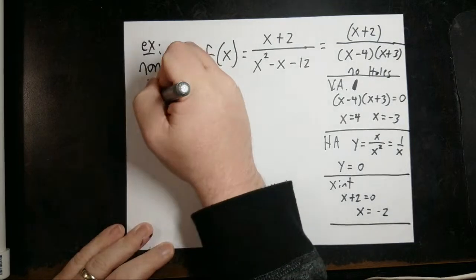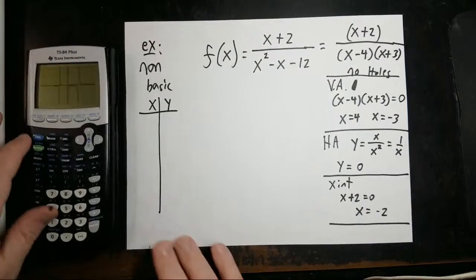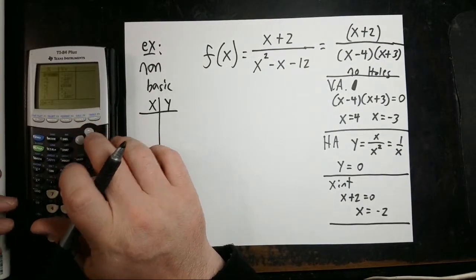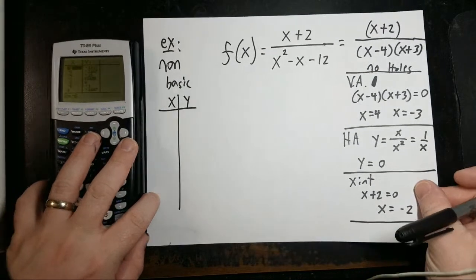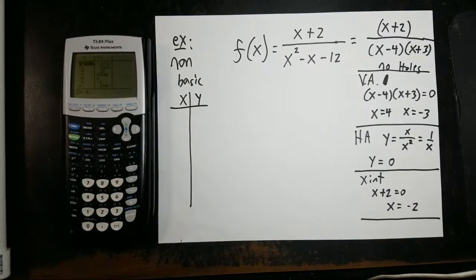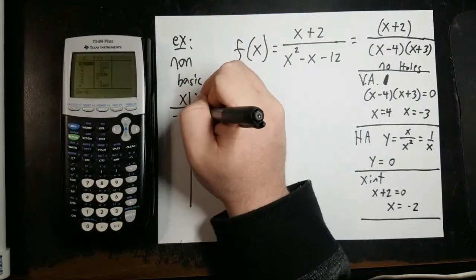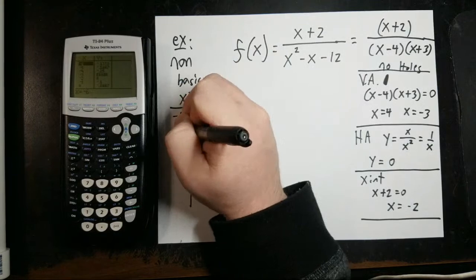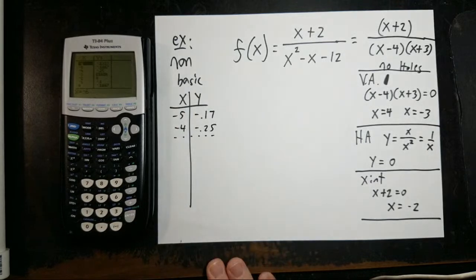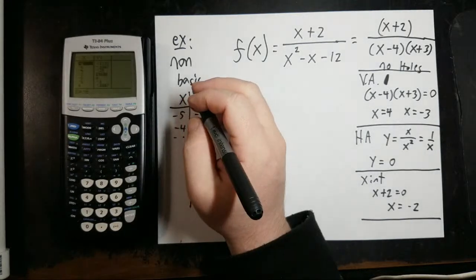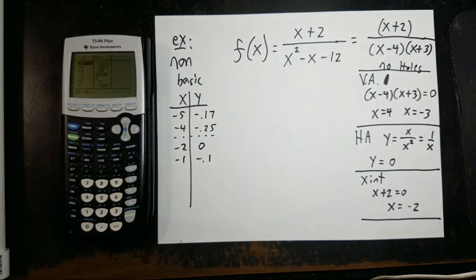Let's go for a table of values. Now again, for a table of values, you really only need a few points to the left and a few points to the right of where your asymptote actually is. Move this over a little bit. There we go. See that calculator screen a little bit better. Let's see. Negative 5, negative 0.17 it rounds to. Negative 4, negative 0.25. Don't worry about putting the asymptote. Negative 2, 0. Negative 1, negative 0.1. All right.